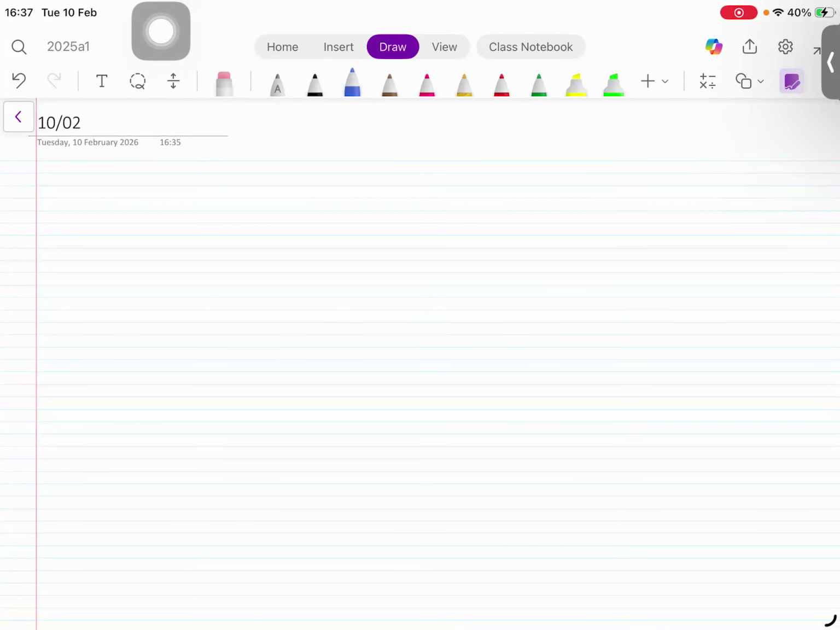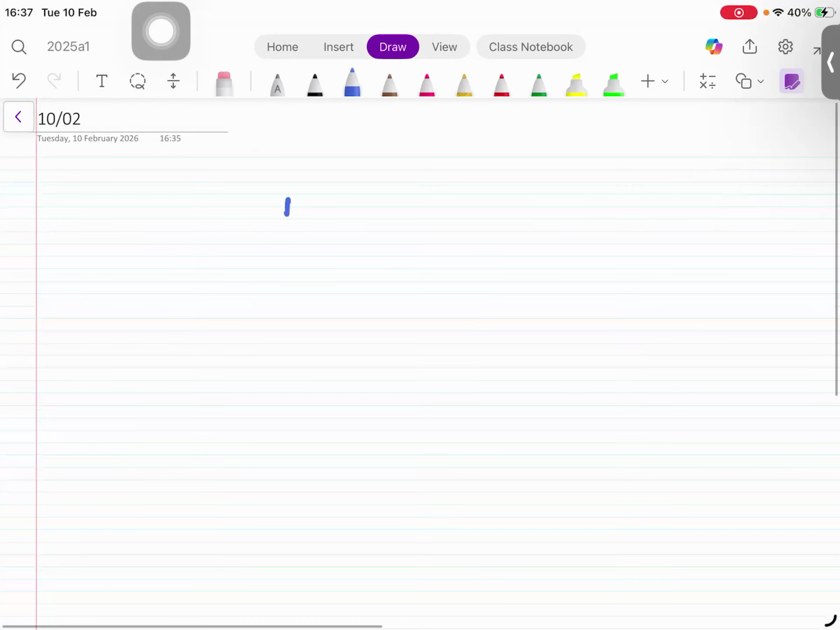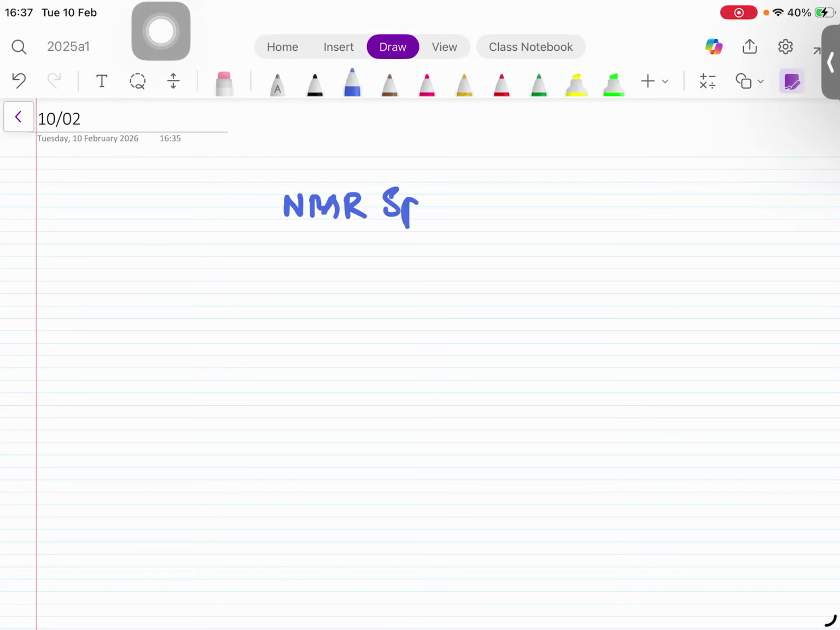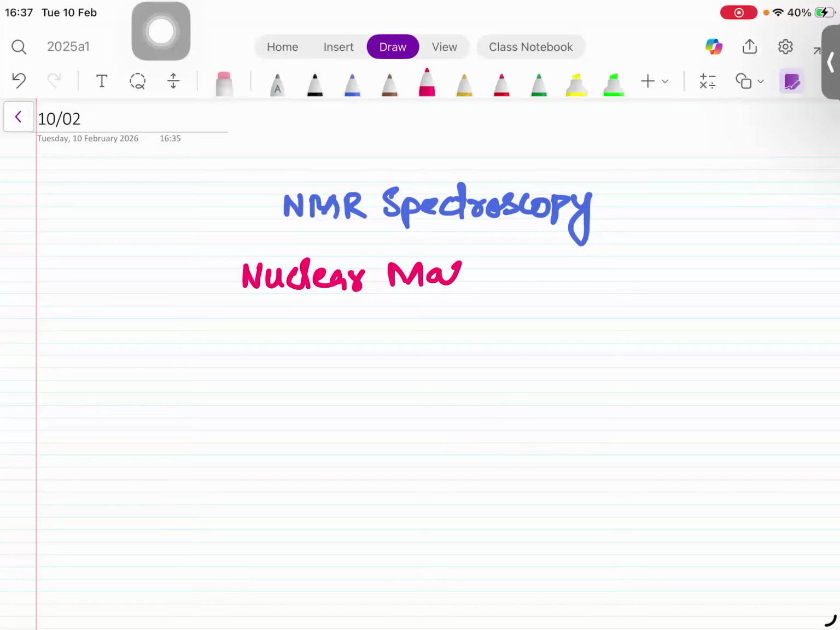Today we are going to discuss NMR spectroscopy. This is called nuclear magnetic resonance spectroscopy.